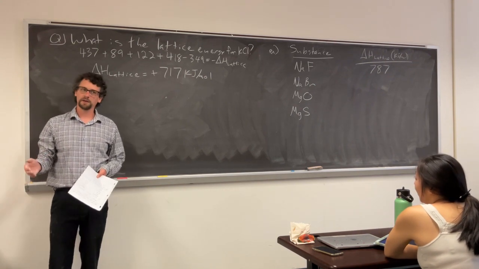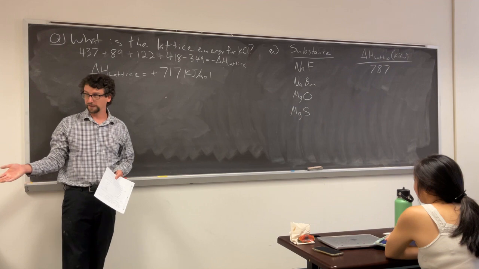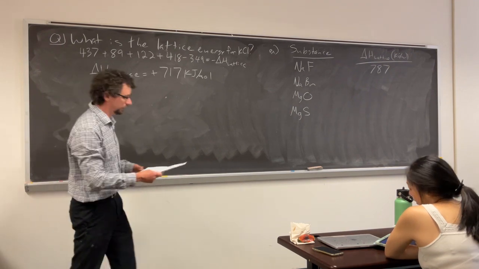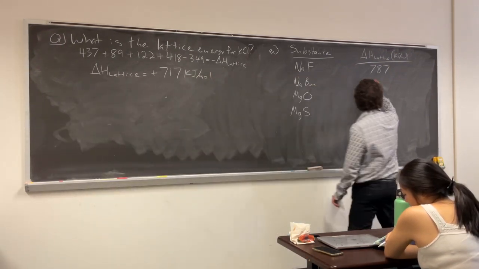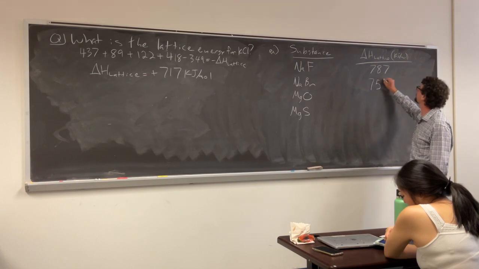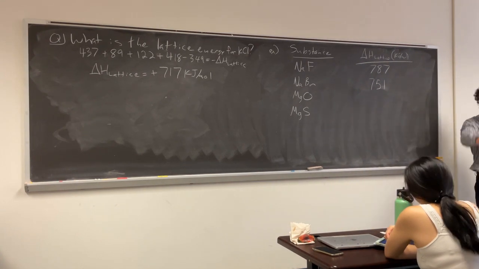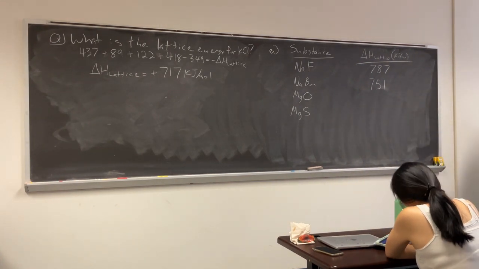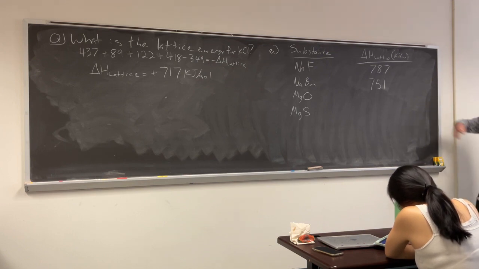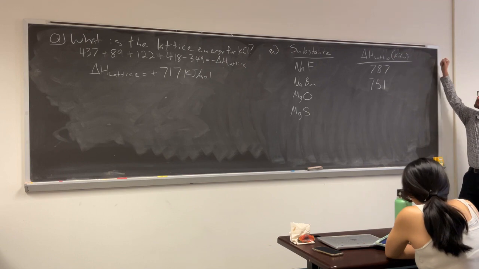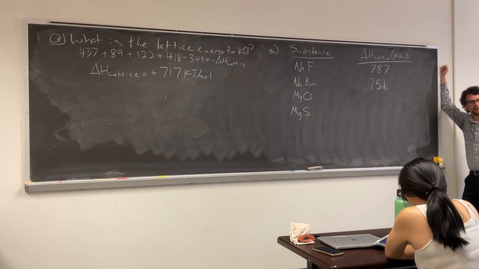How about we write out the numbers and we try and explain the trends we see? I think that might be a better way to go. Okay. As we switch, lattice energy got lower.